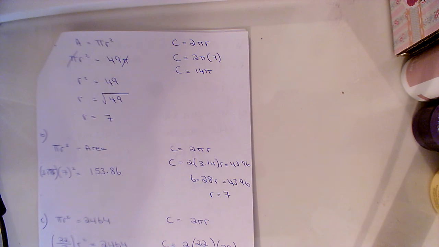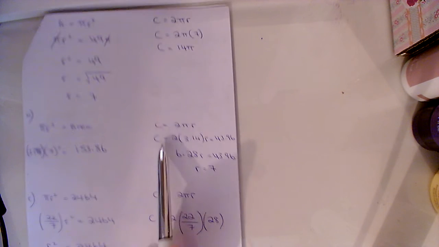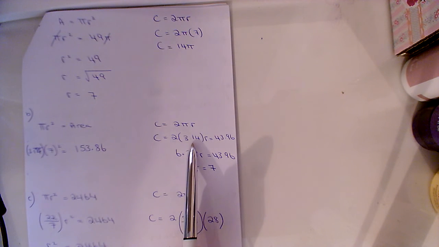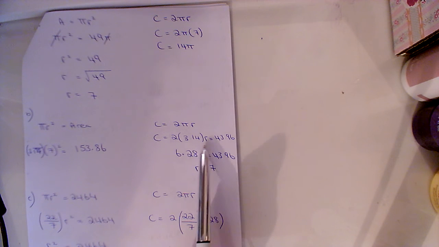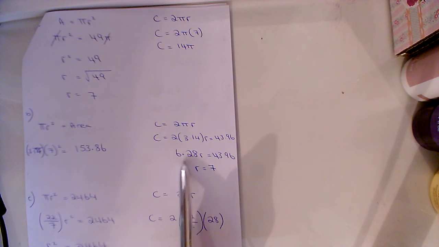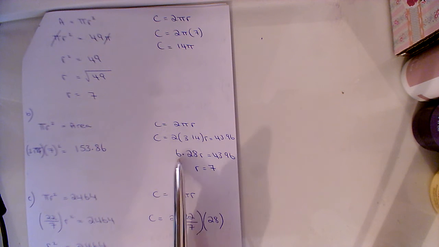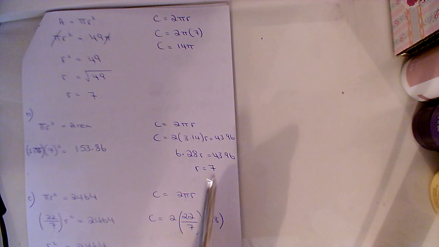circumference, so I'm going to use that formula first to find my radius and then be able to work to find my area. So I have circumference is equal to 2 pi r. So I have C is equal to 2 pi, I was told to take 3.14, r is equal to 43.96, and then I have 6.28 r, multiply the two of these together, is equal to 43.96. I then go r is equal to 43.96 divided by 6.28, and I get r is equal to 7.